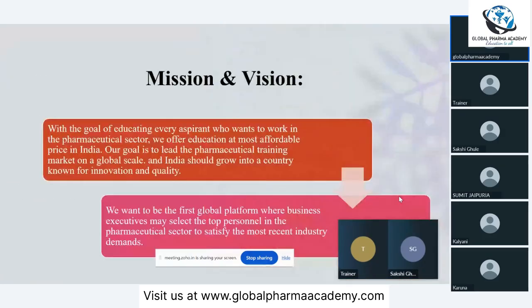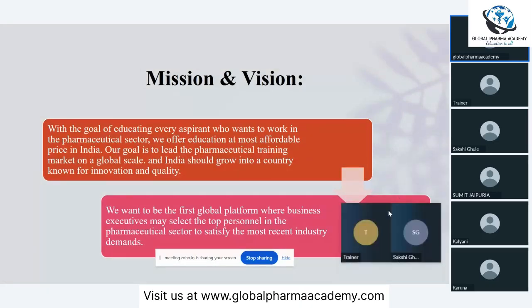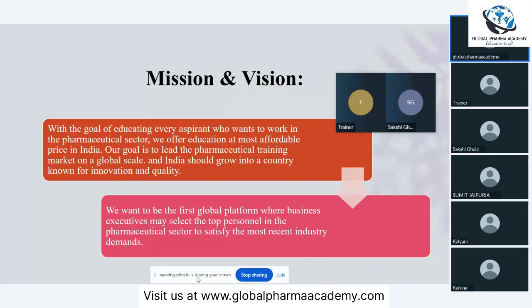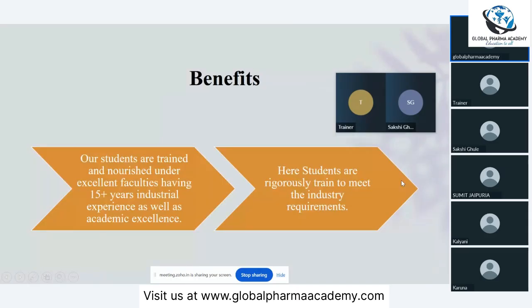Then our mission is basically to educate every aspirant who wants to work in the pharmaceutical sector. We offer education at the most affordable price in India. Our goal is to lead the pharmaceutical training market on a global scale, and India should grow into a country known for innovation and quality. We also want to become the first global platform where business executives may select the top personnel in the pharmaceutical sector to satisfy the most recent industry demands. Next, the benefits. Our students are trained and nourished under excellent faculty with more than 15 years of industry experience, as well as academic excellence. And here the students are rigorously trained to meet the industry requirements.